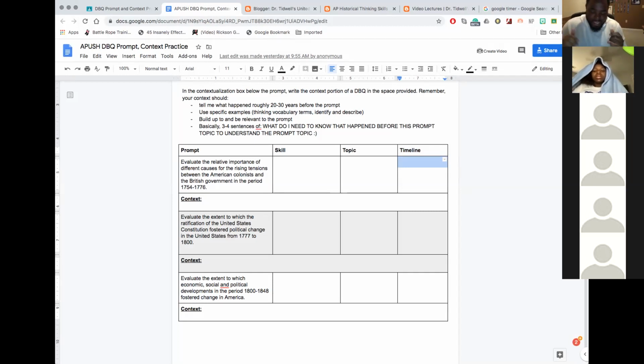So yeah, you're 100%, 1,000% right as far as the ratification of the Constitution. But then you got to make sure you go farther and say what it did as far as fostering political change. And then you got to talk about what that political change was.